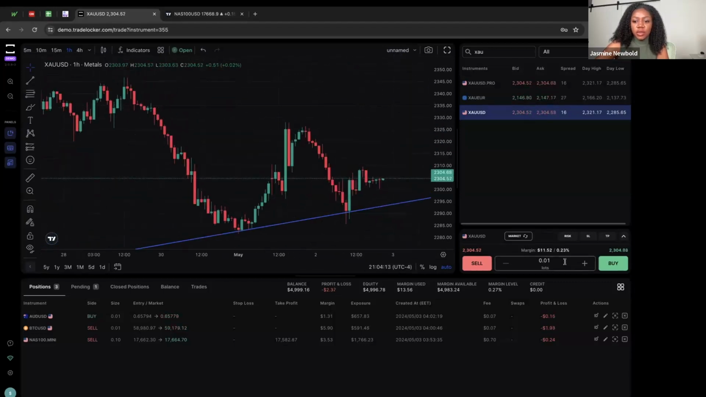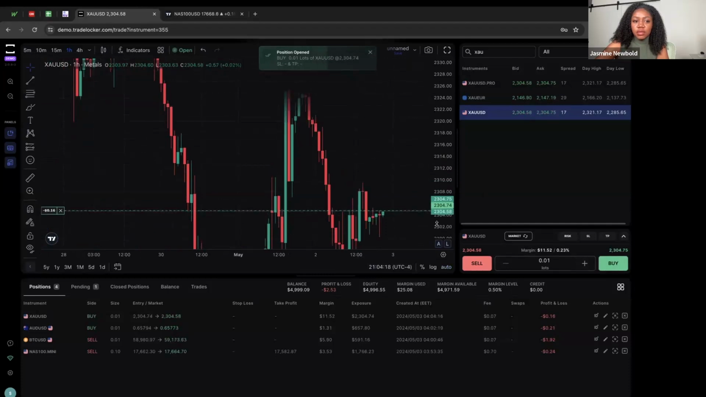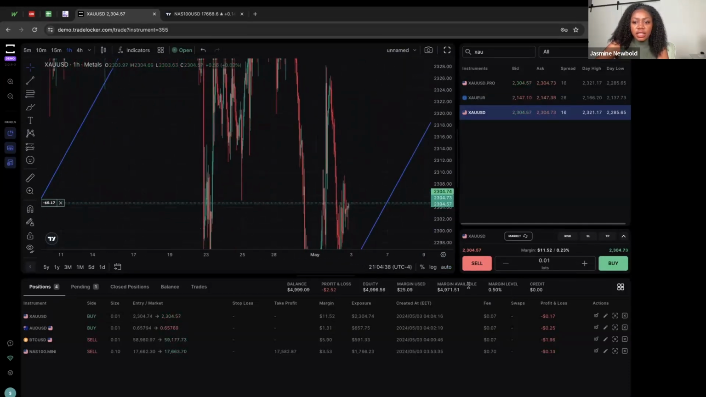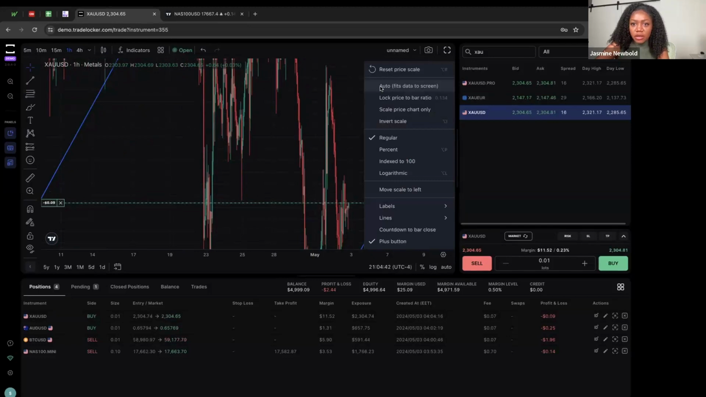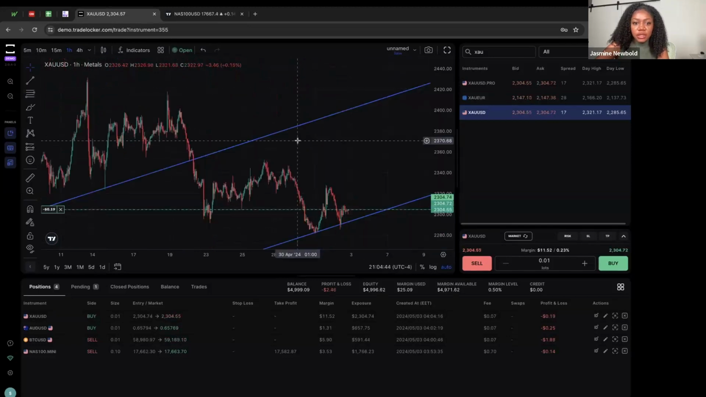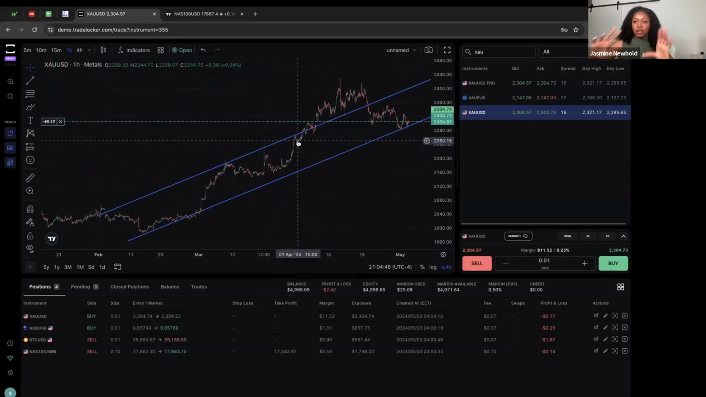Gold is going to cost you a little bit more to get into. If it ever starts acting wonky like this, it's because you accidentally took it off auto. So you have to go here and then click auto. Auto fits the data to the screen so the candlesticks don't get all warped.